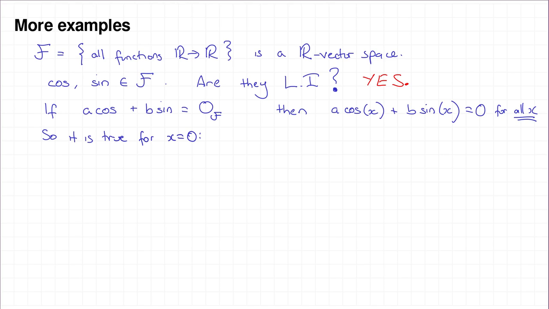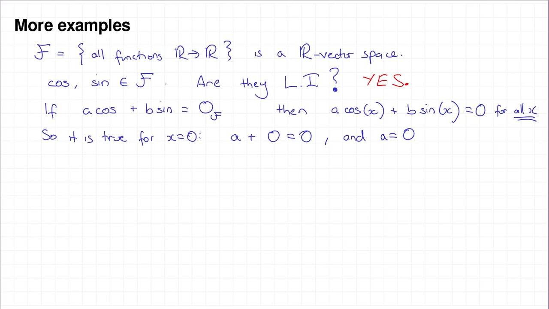Well, what happens when x equals 0? Cosine 0 is equal to 1. Sine 0 is equal to 0. So a plus 0 equals 0. And therefore a is 0.